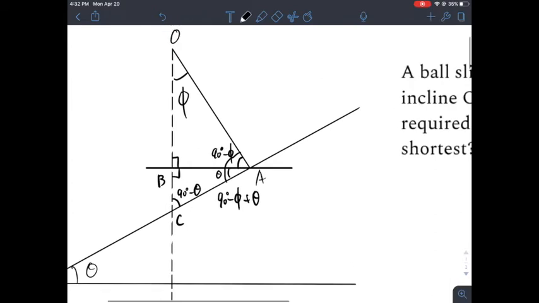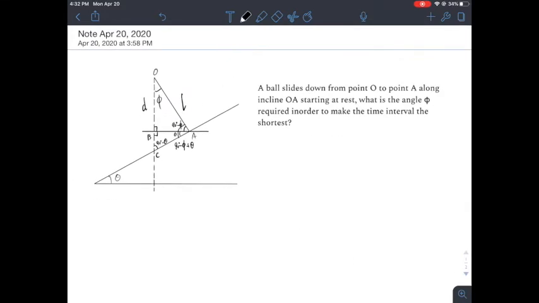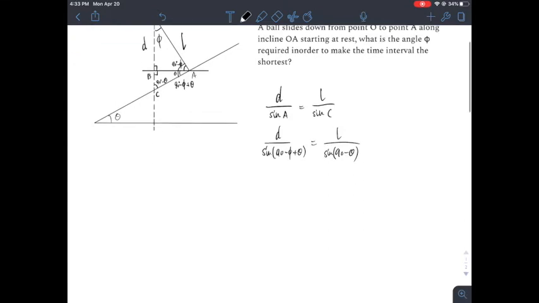Then let's define the points B and C, d as the distance from O to C, and L as the distance from O to A. And L is the one we want to solve for. So according to the law of sines, d over sine A will be equal to L over sine C. So d over sine A, what is A? A is equal to 90 minus phi plus theta, and C equals 90 minus theta.